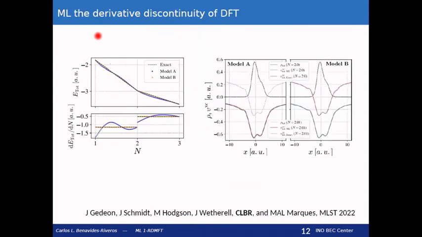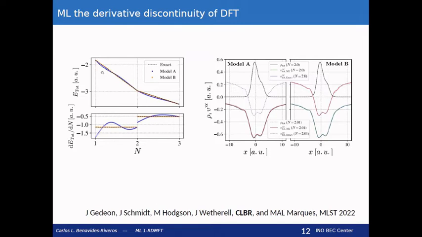Here is one of the systems that we train. And here is the energy. This is the energy when the system goes from 1, 2 to 3 particles by changing the parameter, right? So the exact energy here is flat, and here there is a derivative discontinuity, and here it is also flat.